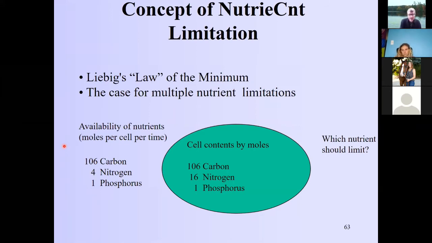And if we look at the cell contents in general by moles of algae, for example, if you grow them with all the nutrients that they can use, there's about 106 molecules of carbon for every 16 molecules of nitrogen and every one of phosphorus. So let's say that there's an availability of nutrients over here in moles per cell per time of 106 carbons, 4 nitrogens, and 1 phosphorus. So that's just what's available to them. Which of those would limit the growth of this cell here?